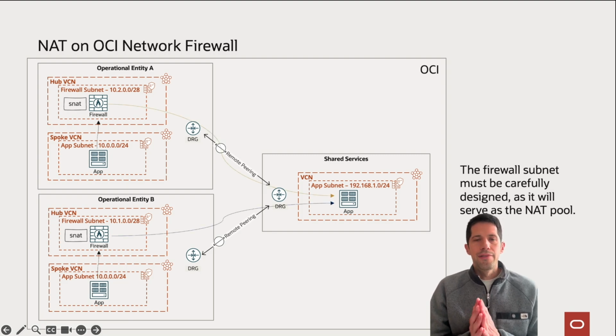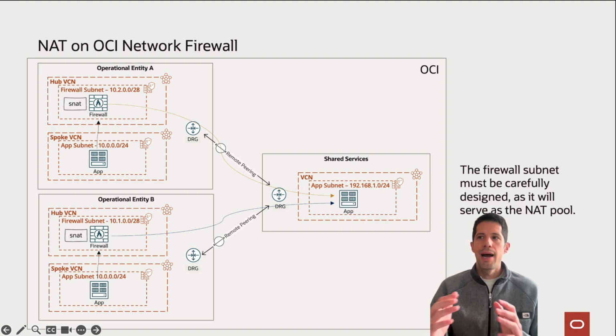So, after this rule is applied, now traffic will be source NATed in the OCI network firewall, and it will be possible to connect with the shared services without conflicts. This means that now all the traffic coming from all the operational entities will have a different source IP, and this source IP will come from the firewall subnet.